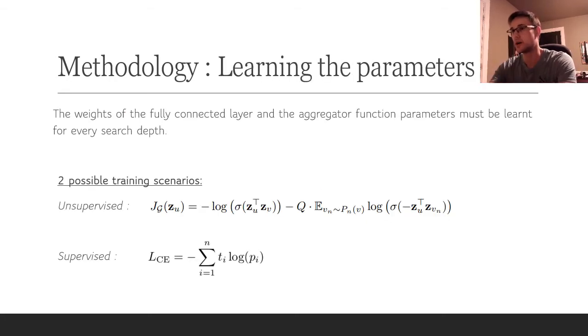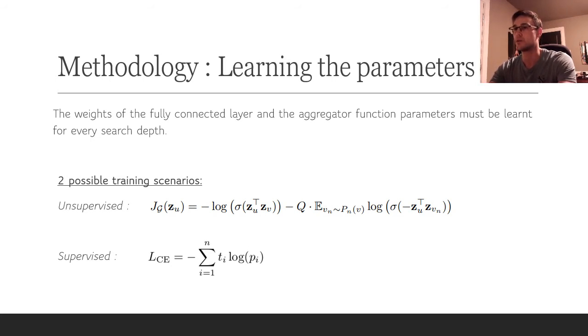So now that we know how the forward pass works, we can talk about how the model learns its parameters. The parameters that will have to be learned will of course be the weights for all of the fully connected layers for every search depth. And depending on the aggregation function, there might also be parameters to be learned in these aggregation functions. Like I said, we're going to talk more about the aggregation functions in a little bit, but for now we're just explaining how to learn the parameters.